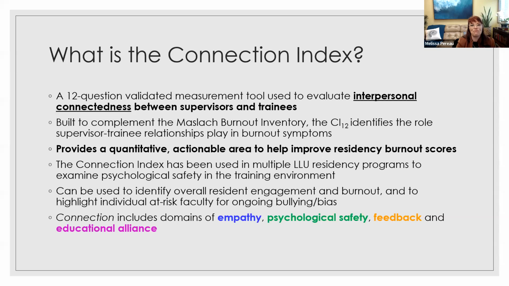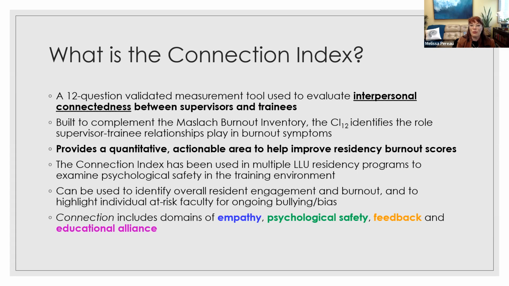with their attendings. So the connection index is not the Maslach burnout inventory, but it is something that can be paired with it that shows you something that quantitatively, concretely can be addressed in order to improve burnout. And there is correlation between the connection index and the burnout inventory, which is the part that's really cool, because you can see by affecting specific aspects of the connection index, you can improve burnout scores. And that part was the part that I cared about when I went to Dr. Puder asking for help. The connection index has 4 different domains: empathy, psychological safety, feedback, and educational alliance.